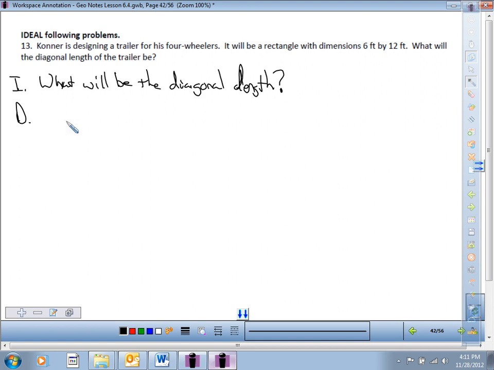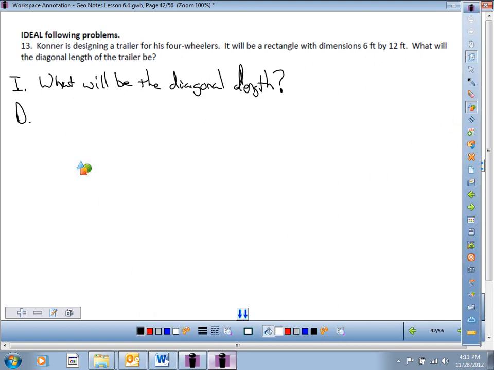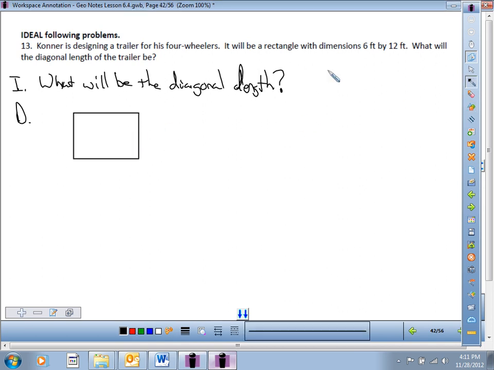D, define what you know. In this drawing, we're talking about a picture, a rectangle. So I'm going to draw a rectangular trailer here. There's my rectangular trailer. What I know is that this is 6 feet, and this is 12 feet. What Connor wants to know is that diagonal length. To calculate this diagonal length, we are going to use the fact that this is a right triangle, and this is what we're trying to find.